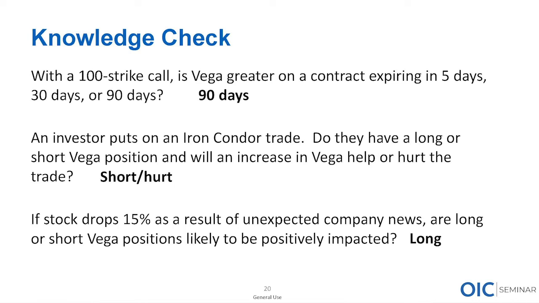I'm not going to give you the answer on the first one this time. An investor puts an iron condor trade on. Remember, an iron condor is a 4-leg trade where you're collecting theta, and it's sort of a neutral trade where you want to collect option premium. So an investor puts on an iron condor trade. Do they have a long or short Vega position, and will an increase in Vega help or hurt the trade?